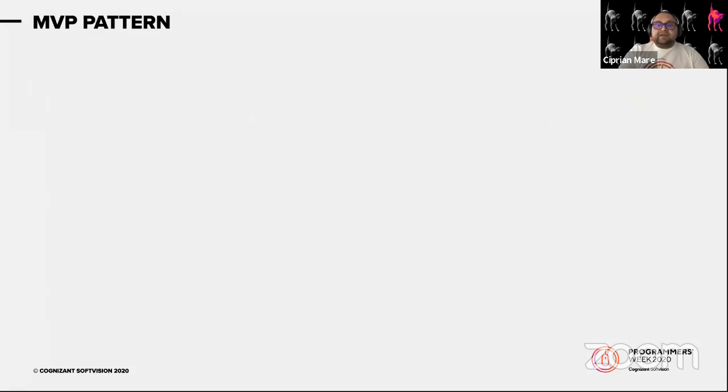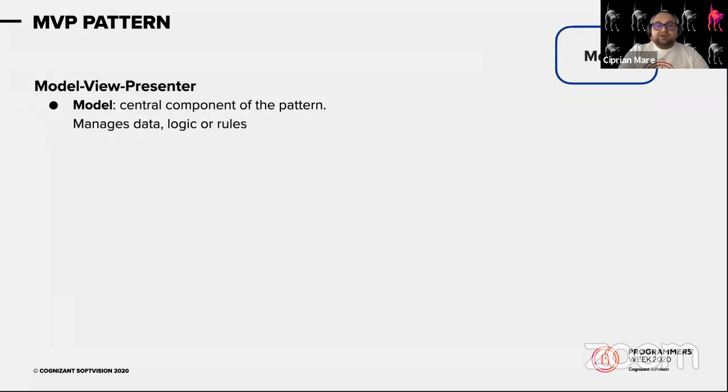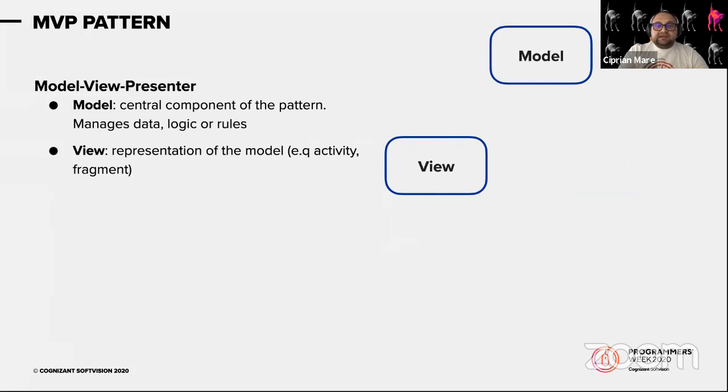Next pattern is MVP or Model View Presenter. Also in this case, the model is the central component or the brain of the architecture. The model manages the data or the APIs and contains the business logic. Also in this case, the view is a visual representation of the model data in a predefined format. For MVP, the view can be activities, fragments, or even native views. Also in this case, the view implements an abstraction of its own, an interface.